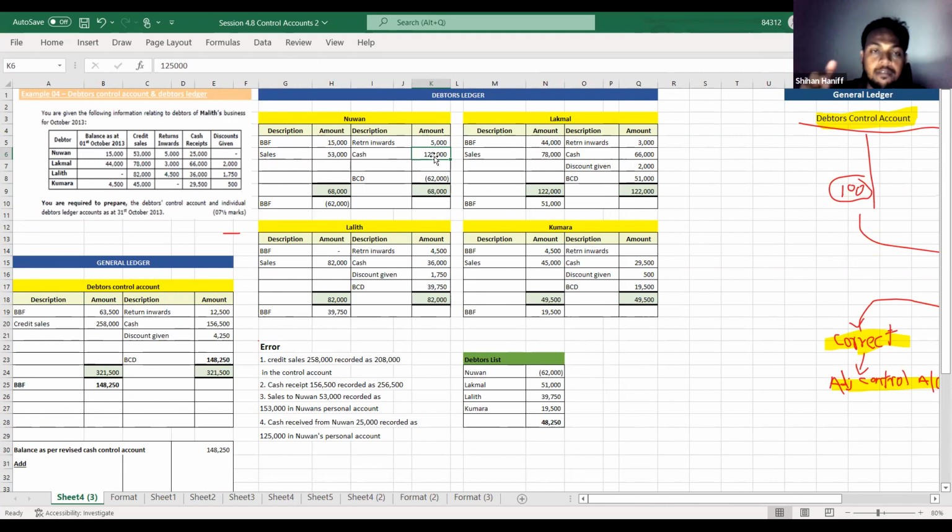We are not correcting. We are just comparing the balances. Again, a very important point: if the error is in the control account, you correct it. If the error is in the sub-ledger, we can't correct it. We just compare. It's not a correction, it's just a comparison. Is it clear?